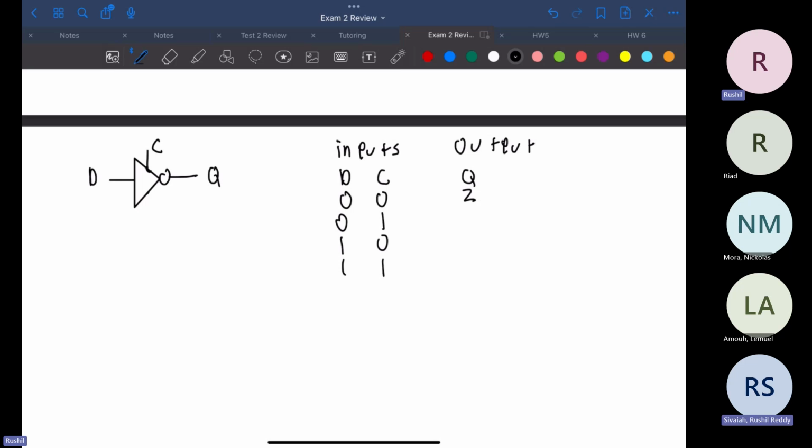So 0, 0, and 1. So, or actually, let's do 1, 0 first. Yep. So 0, 1. Yep. So 0, 1.